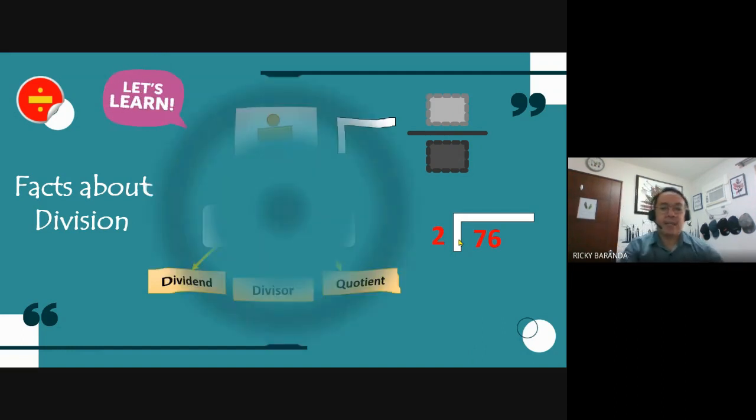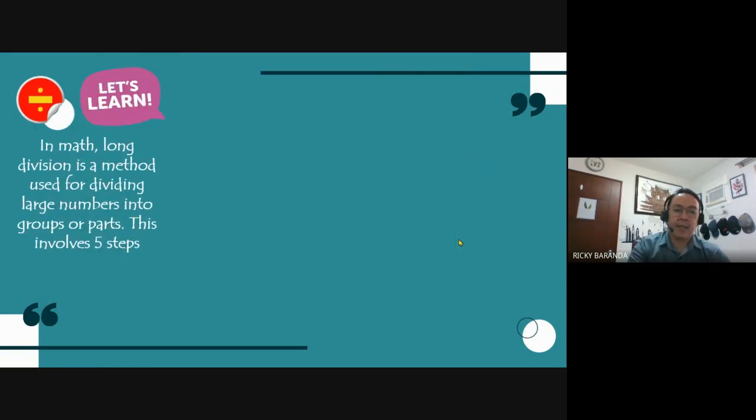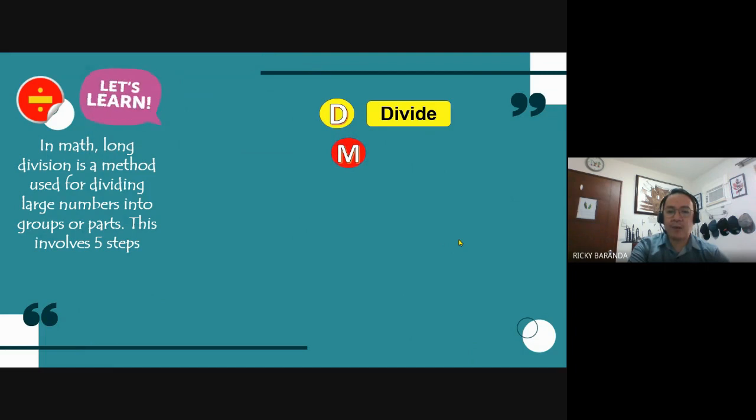Next. In math, long division is a method used for dividing large numbers. So for large numbers, we will use long division. It involves 5 steps. What are those 5 steps? First, D stands for divide. When we do division, we divide first. After that, M stands for multiply. After dividing, we will multiply the given quotient by the divisor. S, subtract.